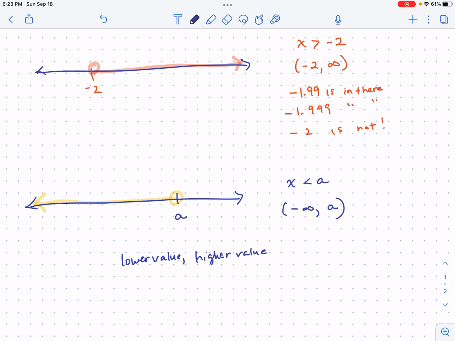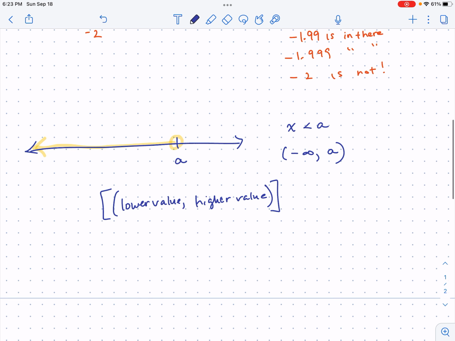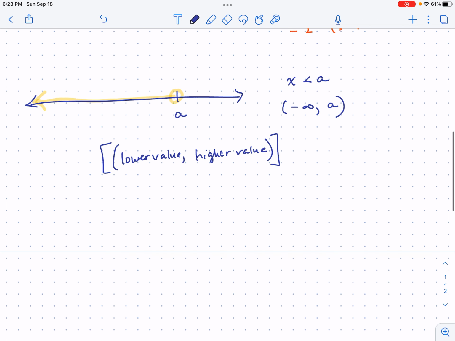And then we're either going to use parentheses or brackets depending on the situation that we're in. So if I wanted to do the set of numbers that are bigger than or equal to a, notice that now my inequality has an equal sign in it, and when we write or draw that on our number line, now we're including that a value and looking at all the stuff that's bigger than it.